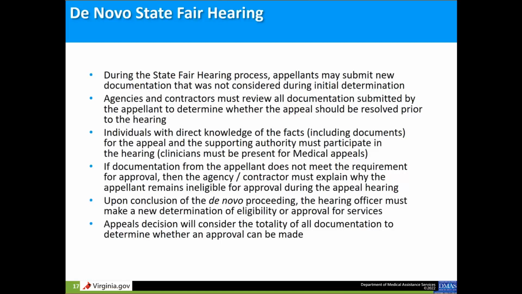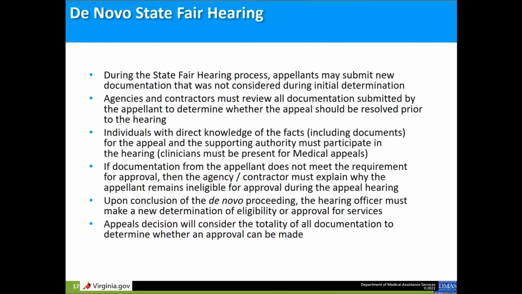If the documentation would require a new decision, then the DSS worker must issue a new notice of action describing the coverage to which the appellant is entitled and send it to the parties. The hearing officer will review the new notice of action and determine whether or not the appeal is resolved. The new notice of action is not a replacement for the appeal summary, which we'll discuss later in this module, but may result in an administrative resolution of the appeal.